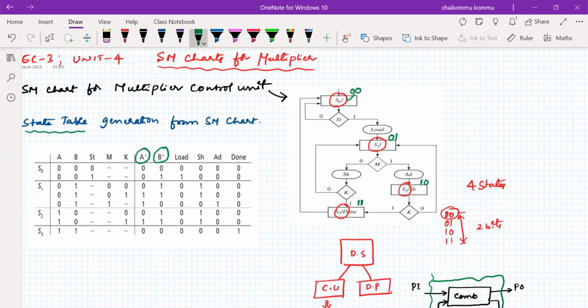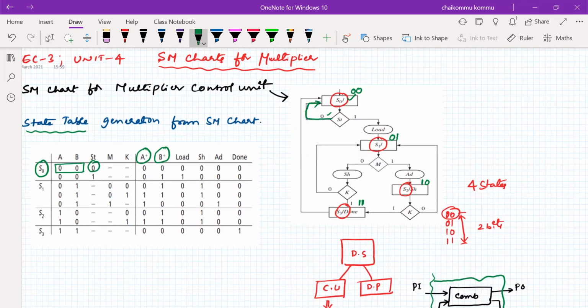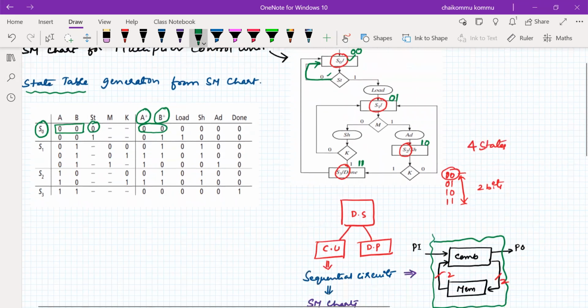Now, for example, you are in the S naught state, which means we have to consider that the state is 0 0. In that particular state, for example, st is equal to 0, what should be the next state? The next state is also the same as the present state, right? So that's the reason why I'm using 0 0 as the present state. Next state will be 0 0, which means simply I have written here in this way.